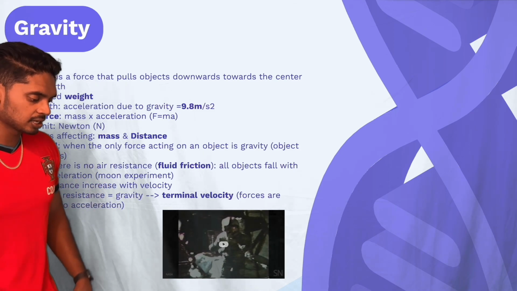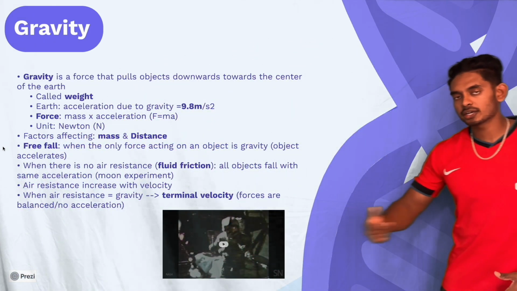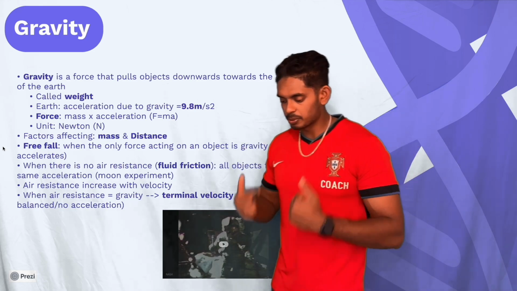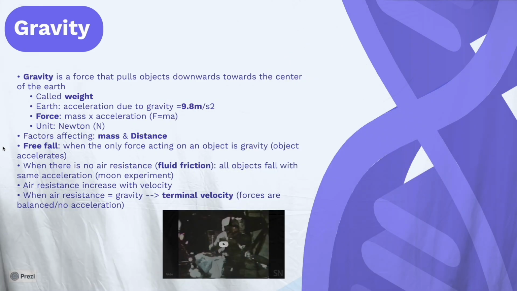So me, I have mass. If I'm walking from here to here, to figure out the force of which I'm walking, you need to times my mass by how fast I'm moving. And that's how you find your force. Your units of measurement for force, again, is newtons with a capital N.